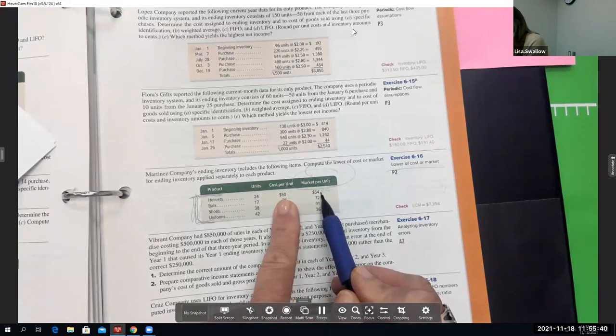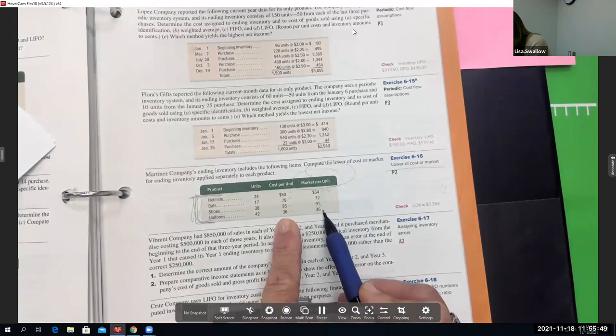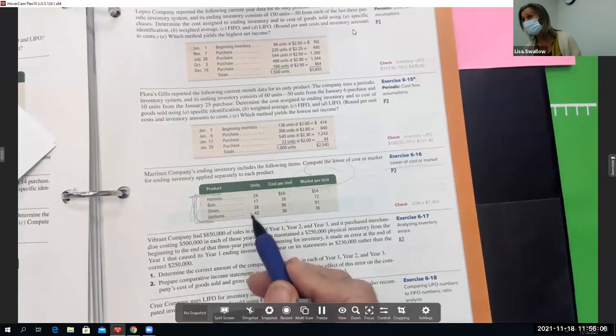These helmets would cost me $54 a piece. But the bats would only cost me $72 a piece. The shoes would be $91 a piece and uniforms $36 a piece. GAAP says I have to do the math and figure out which is a smaller number, cost or market. And then I have to make sure that's what's on my balance sheet. Can you do that with this information here for me?